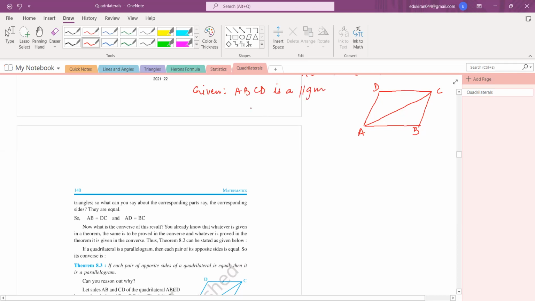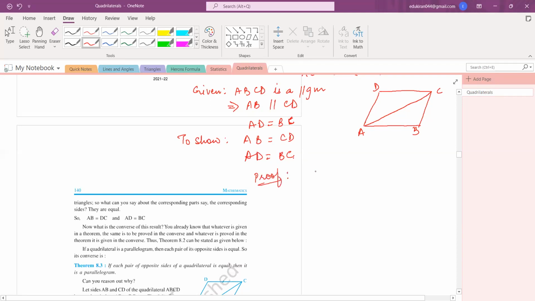So this implies that AB is parallel to CD. This is already given. And AD is parallel to BC. This is also already given, right? Now you have to show that opposite sides are equal. That means you have to show that AB is equal to CD and AD is equal to BC. Isn't it? Yes, ma'am. Okay. Proof.